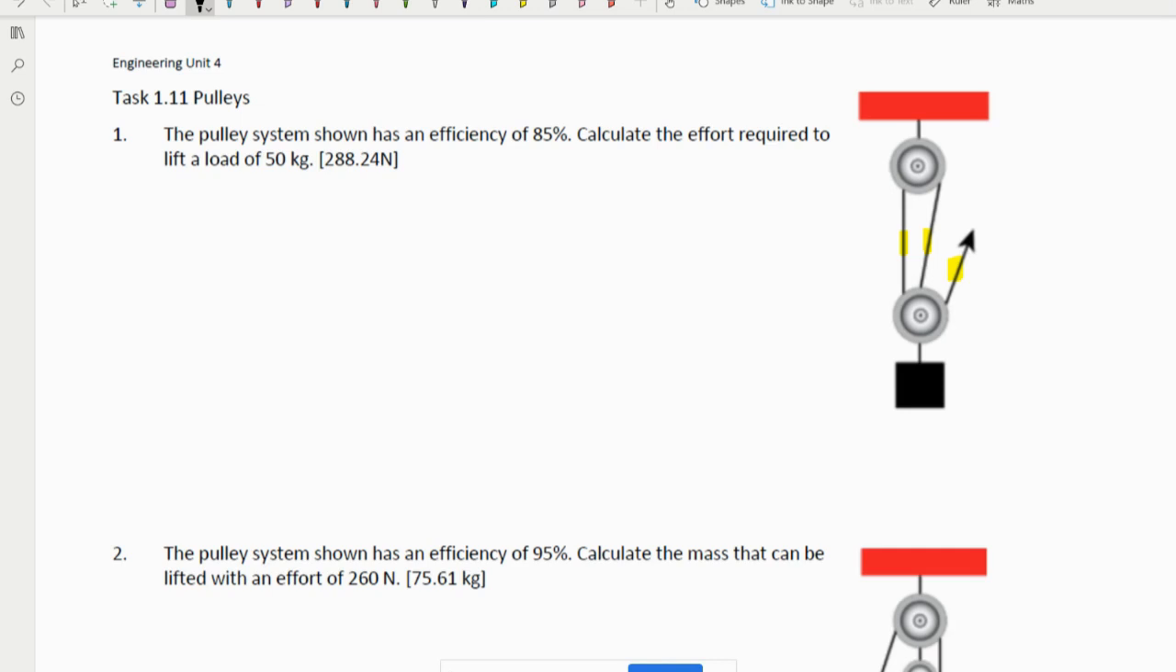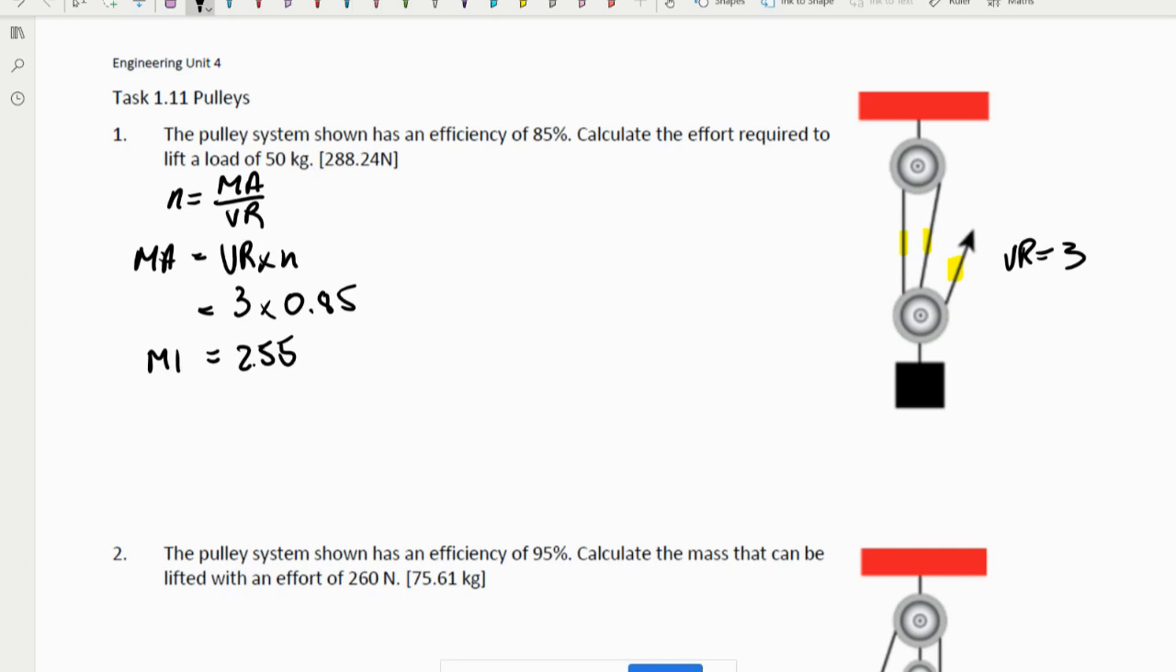Okay, so let's have a look at this. First thing that we can say is efficiency equals mechanical advantage over velocity ratio. So we can say that mechanical advantage equals velocity ratio times efficiency. So I've got a velocity ratio of 3 in this scenario, then 3 times efficiency, 0.85. So let me grab my calculator really quickly.